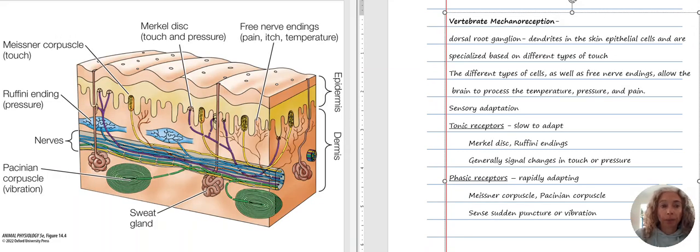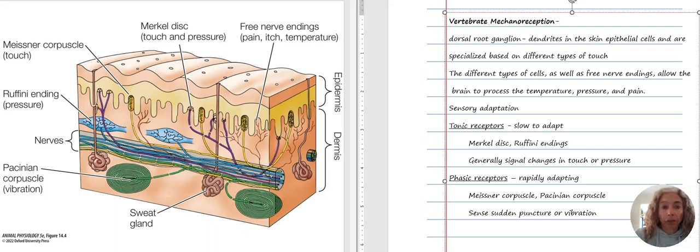These different types of mechanoreceptors are going to adapt to stimuli at different rates. Some are going to adapt slowly and have a prolonged response to touch, and these are called tonic receptors. Two of those are the Merkel discs and the Ruffini endings. And you can see the Ruffini ending here and the Merkel disc here. The Merkel discs and the Ruffini endings signal changes in touch or pressure.